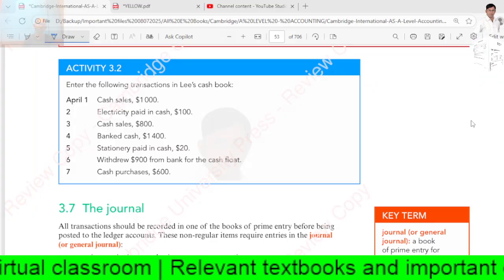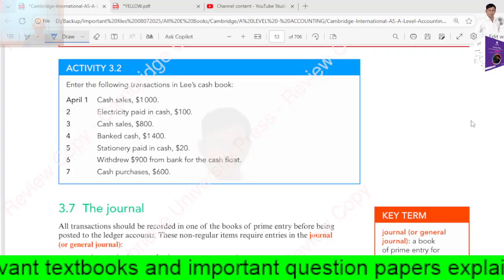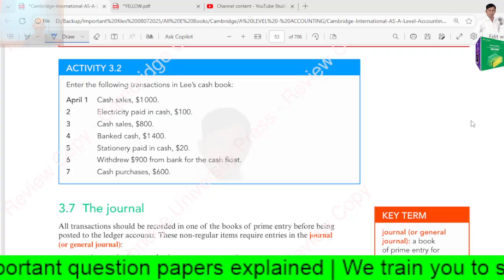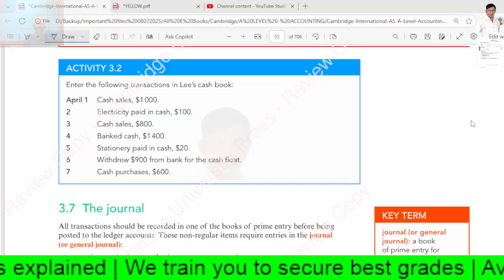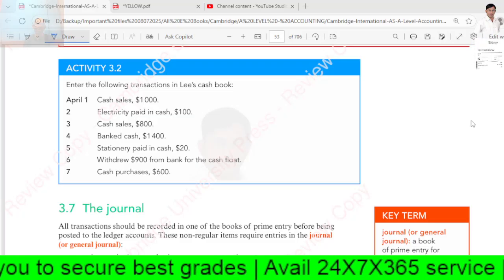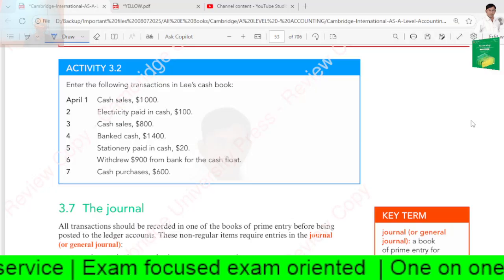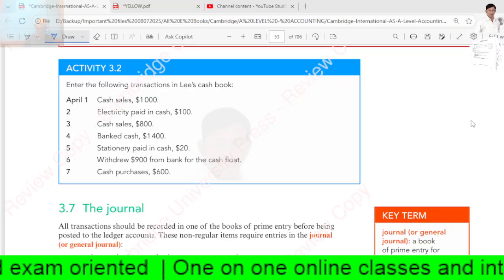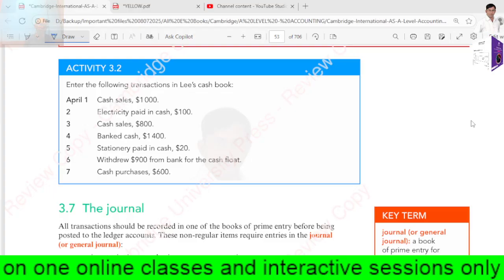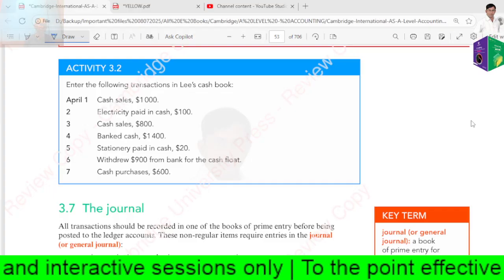Today we'll discuss exercise activity 3.2. Enter the following transaction in the books of Lee's cash book. We'll learn how to prepare a cash book. I think you might have understood this. This is a very easy topic, but some students may be a bit confused.